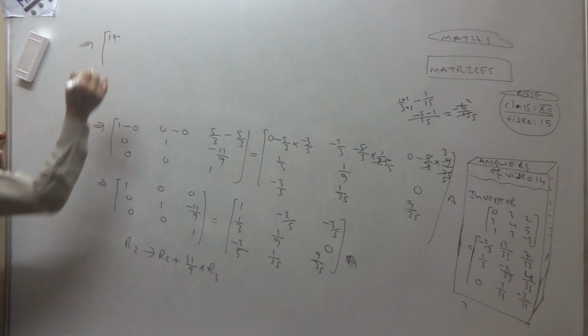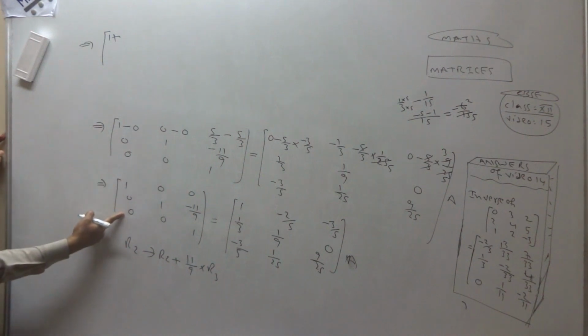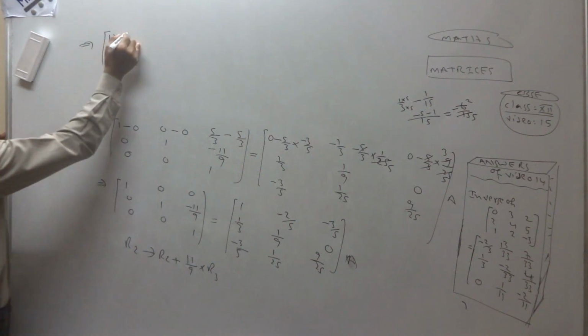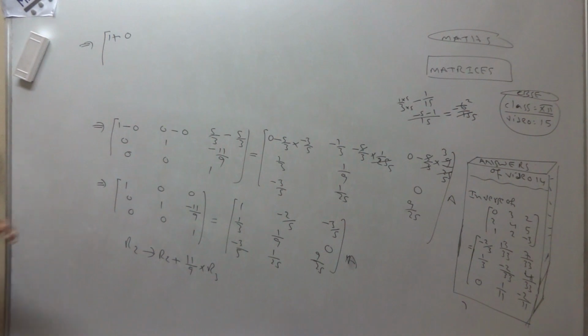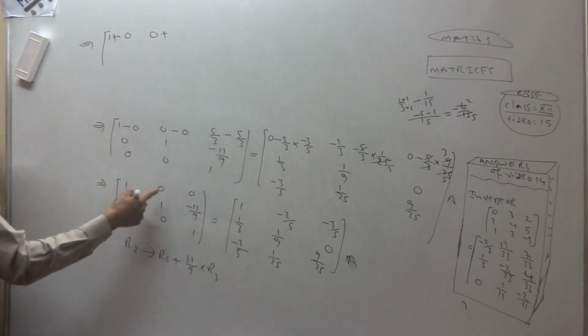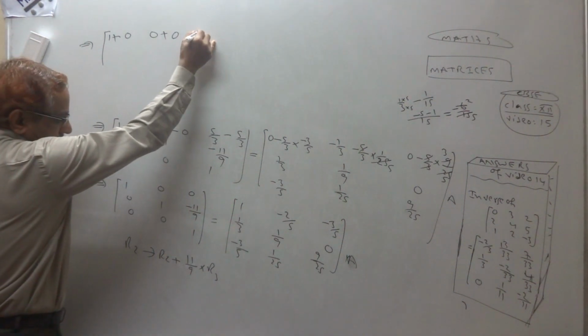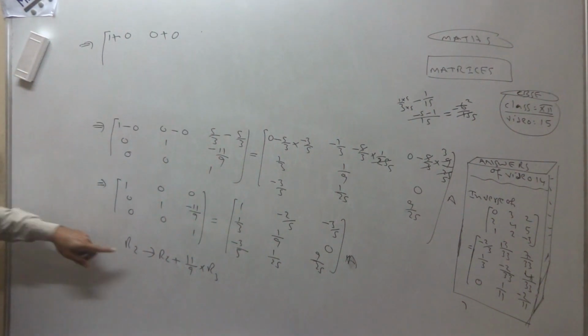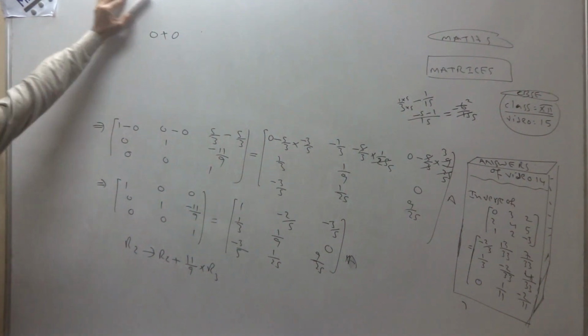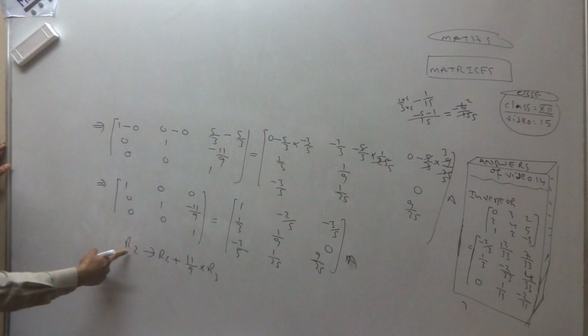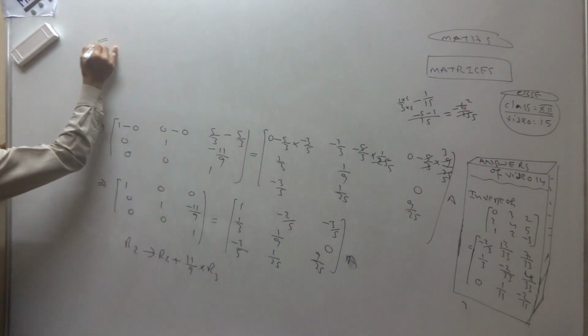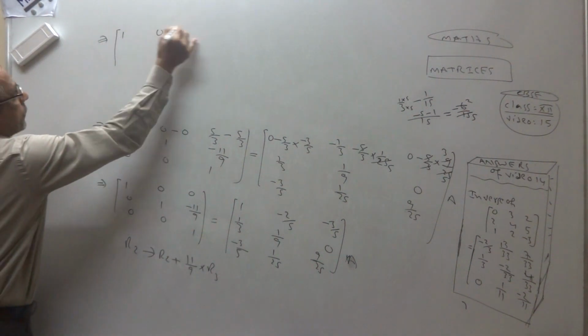So 1 plus 11 by 9 into 0 is 0. 1 plus 11 by 9 into 0, 0. 0 plus 11 by 9 into 0, 0. Because we have to change R2. Yes, we have to change R2. So R1 will be same only. Yes, R1 will not change.